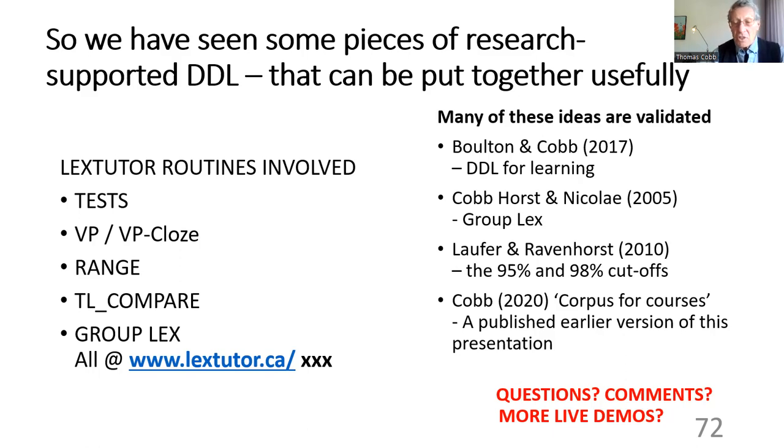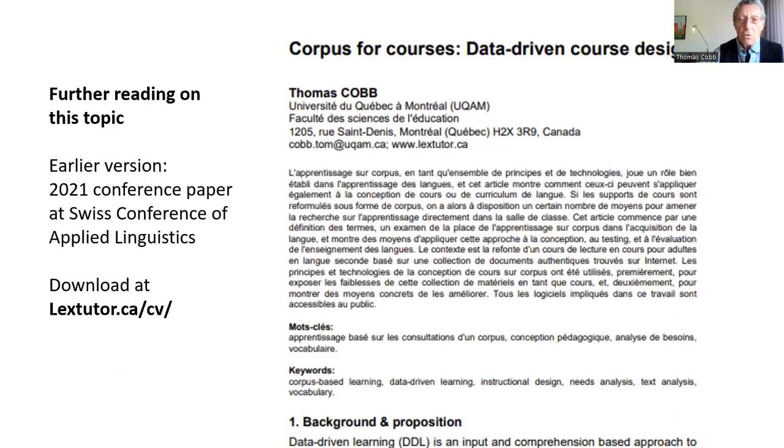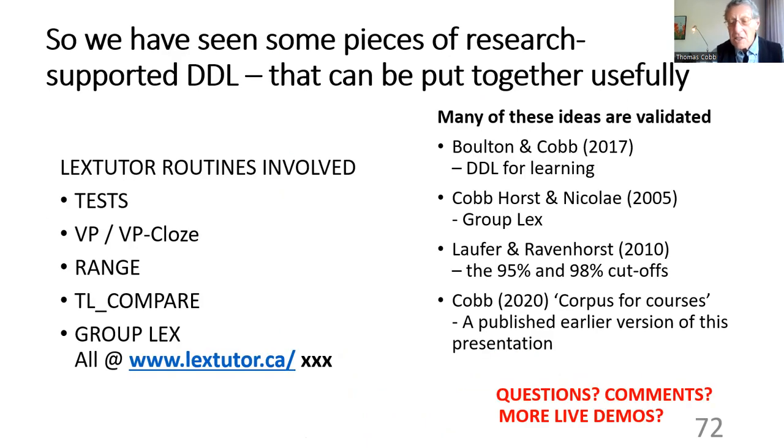And then if you're really interested in this idea, Corpus for Courses is a published version of an earlier presentation about this that I gave in Switzerland. So it's there, and you can get it at lextutor.ca/CV. It was called Corpus for Courses, so I was trying to get a play on horses for courses. But the abstract is in French there because it was delivered in Switzerland, but the rest of the paper is in English. So if you're interested in these ideas spelled out more slowly and perhaps with more articulation, you can go there and read it.